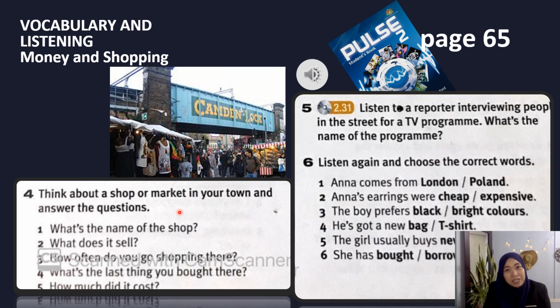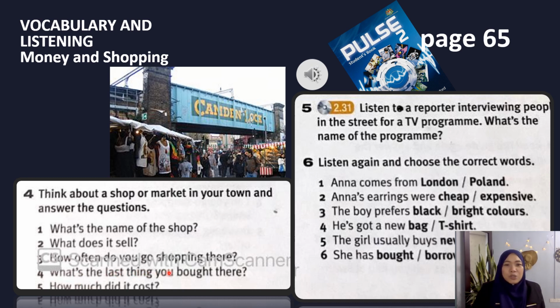Do you have that in your area? Okay, what is the name of the shop? Think of it. You may write it down. And what does it sell? Is it quite the same for the items that it sells here? Is there any musical instrument? Is there stationery? I mean, are there a lot of clothes, books?